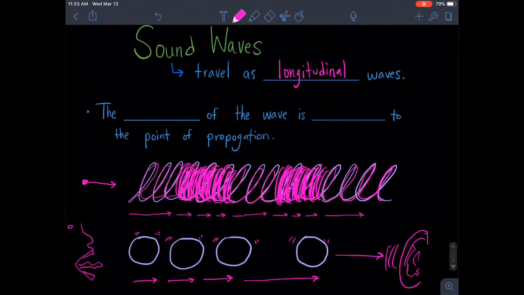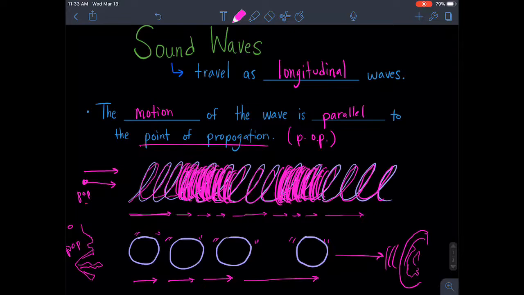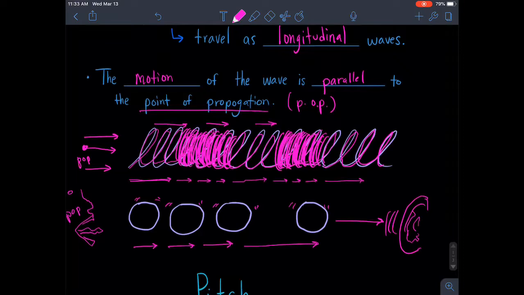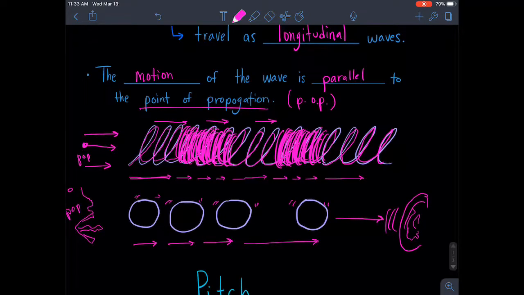All right, well, what this means then is that since the motion of the wave is going to be parallel to the point of propagation. The point of propagation is, we'll go ahead and abbreviate that as POP. So this would be the point of propagation, or the person here would be the point of propagation. So the energy travels parallel to the point of propagation. So the energy is traveling parallel to where it was propagated from. So it makes it a longitudinal wave.